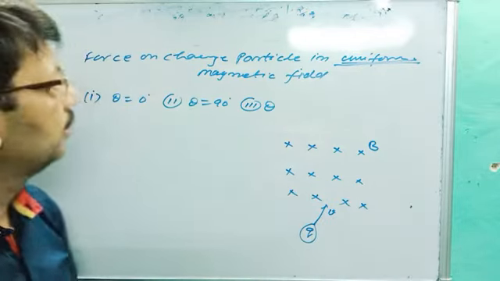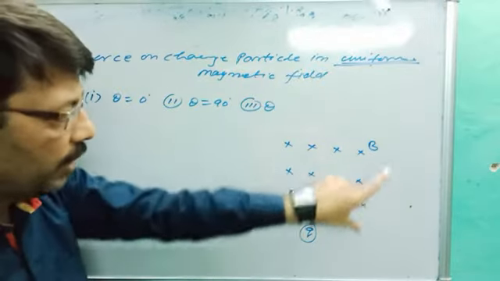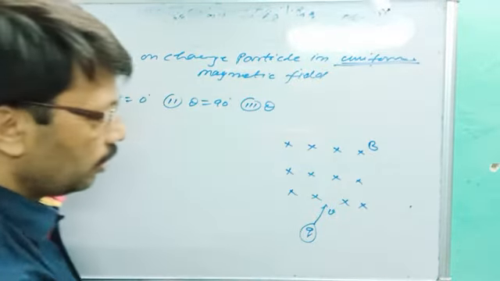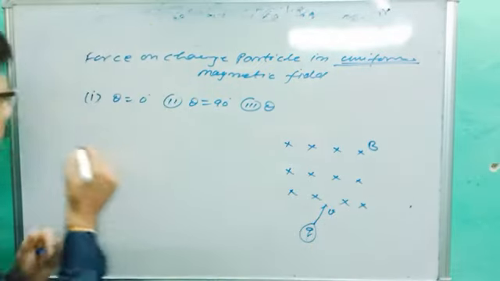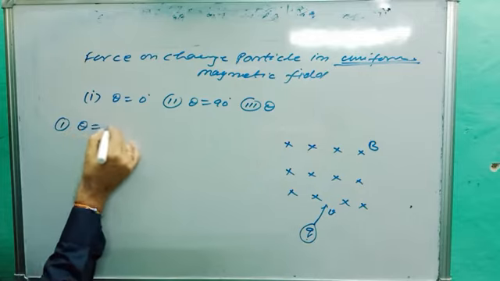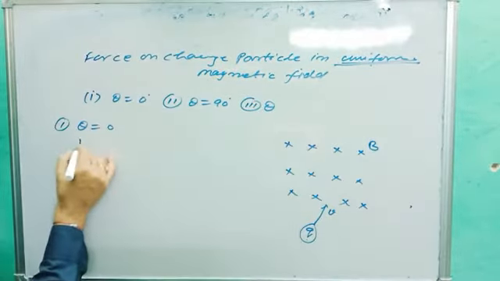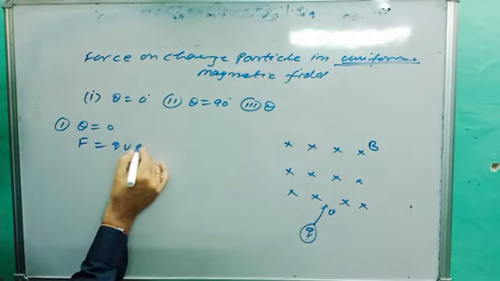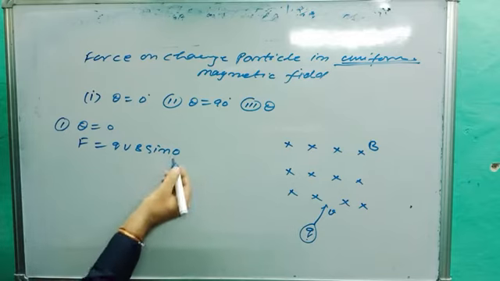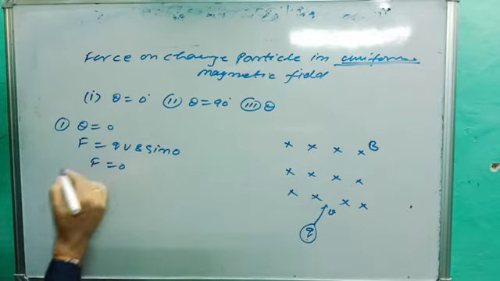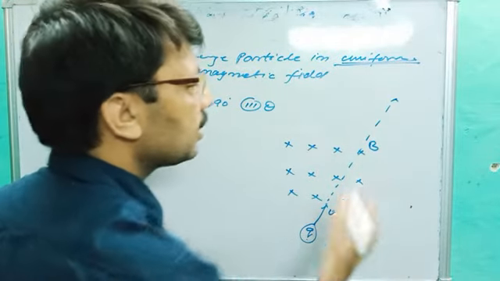Are you getting the point? We are talking about force on a charged particle in a uniform magnetic field. We have created a uniform magnetic field B. When a charged particle Q enters with velocity v, in case first, if theta is equal to 0, what answer do we get? F is equal to qvB sin 0, and sin 0 is equal to 0, so the acting force will be 0, hence the charged particle passes without deviation in a straight line.